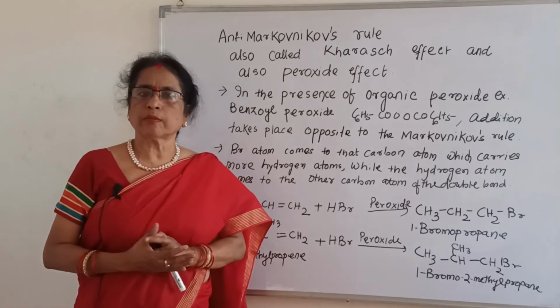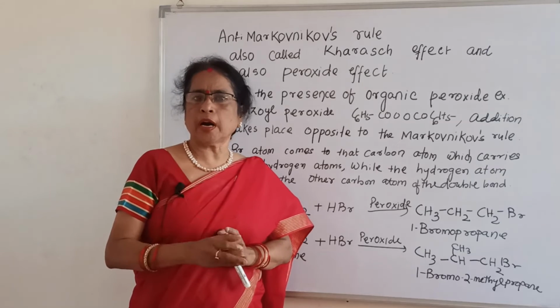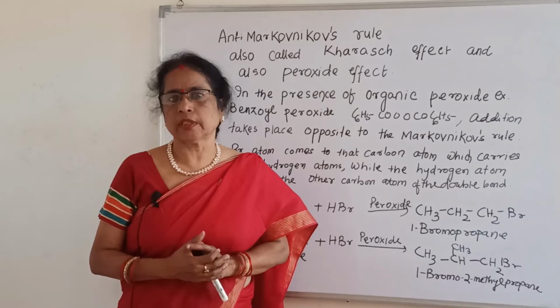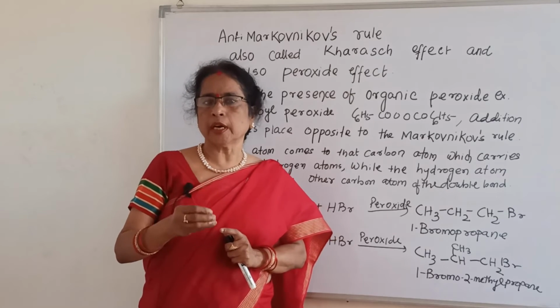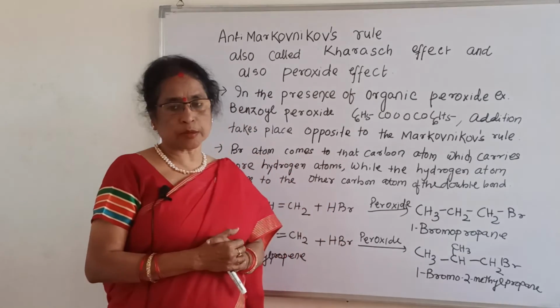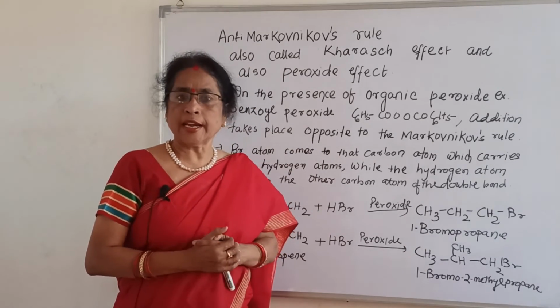I told about Markovnikov's rule. What is Markovnikov's rule? The negative part goes to the carbon which contains less number of hydrogen between the double bond. That means Br, if HBr, Br comes to the carbon which contains the least number of hydrogen atoms. Now we will see what is anti-Markovnikov's rule.